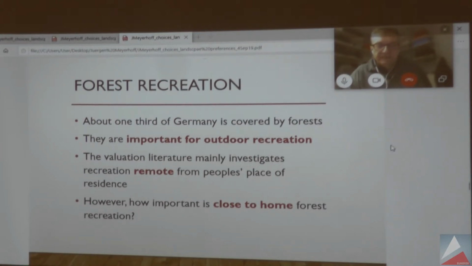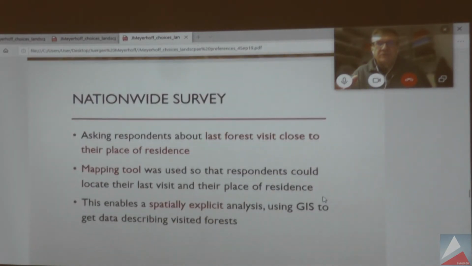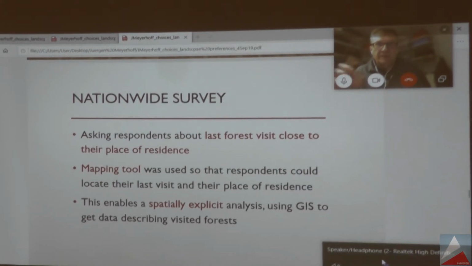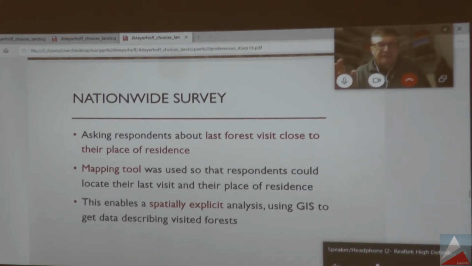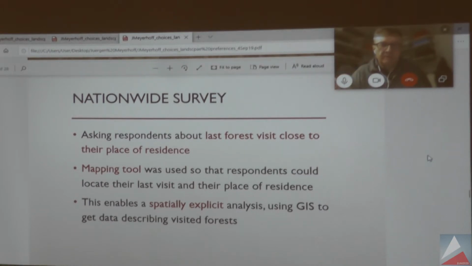So we then did an analysis to find out what kind of forest people prefer. The next slide is about the nationwide survey. The basic idea was that in an online interview, we ask people about a large forest visit close to their place of residence. It was described as a maximum time people spend in the forest, 3 hours, or of course then half a day, to indicate that we are not interested in remote forests, but those close to their place of residence.